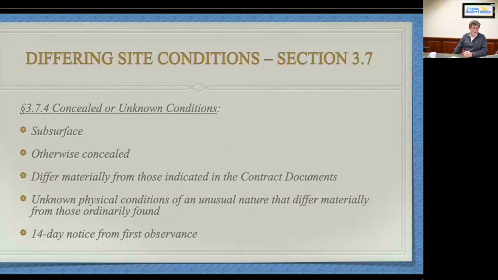Okay, if you encounter asbestos, it might be a differing site condition if it is not something that was anticipated in the project documents. If your project documents were silent about the presence of this thing, then you want to give notice. If your contract documents said it was going to be a certain quantity or a certain location, and what you're encountering is more and or elsewhere, then you've encountered a differing site condition and you want to give notice, okay? The last bullet here says 14 days notice from first observance.